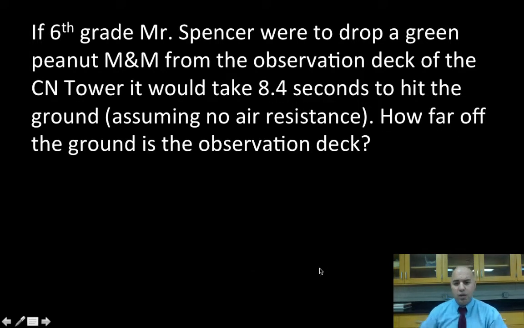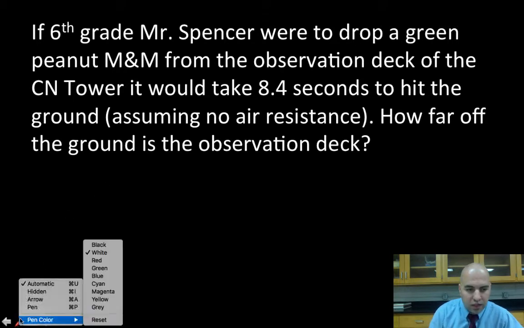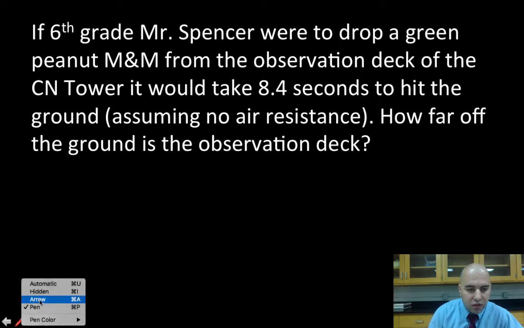All right, next one. Same setup, but this time, how far off the ground is the observation deck? Now remember, I said that the CN Tower itself was like 553 meters tall, something like that. But the observation deck is kind of right in the middle. So how would we figure out how far off the ground that observation deck is? Well, same thing as before. This time we're trying to figure out what it is we're looking for. See if I can actually get this to work. There we go. Okay, so this time we're trying to find distance.